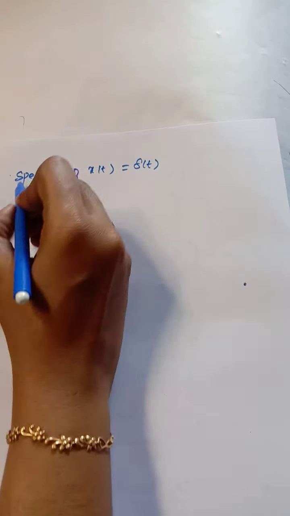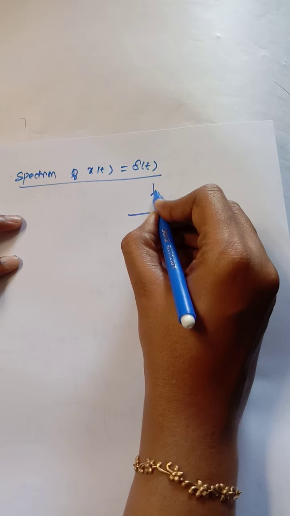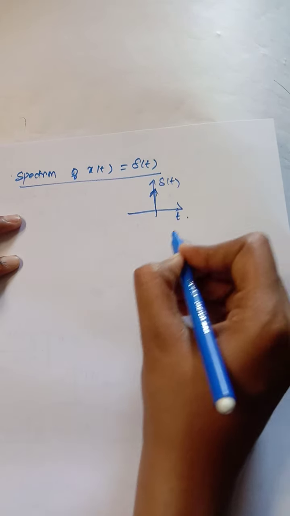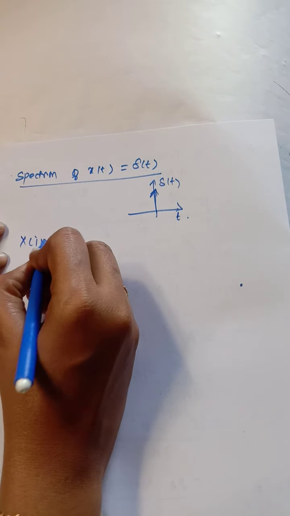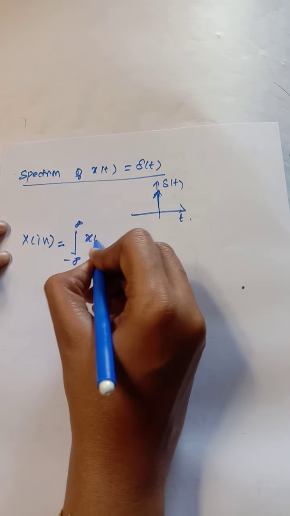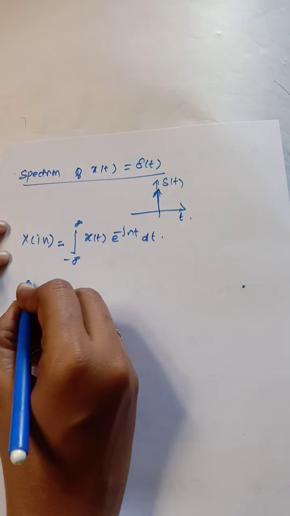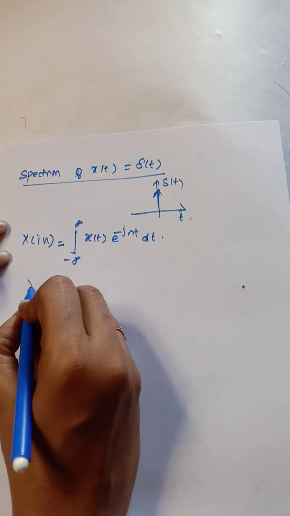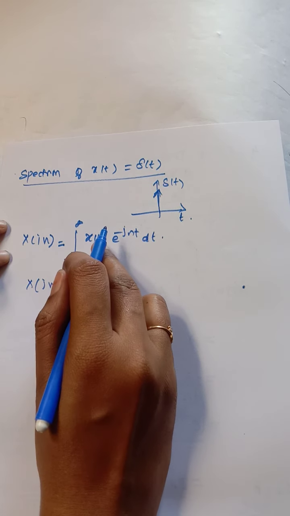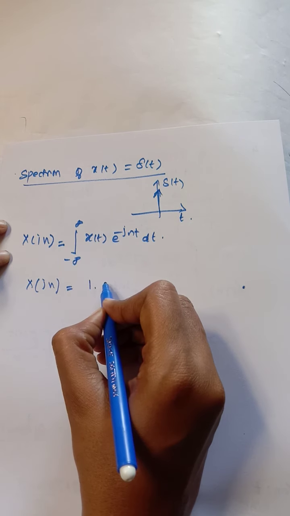Next problem is the spectrum of an impulse. I need to find it. You know that the impulse will have a value only at the origin, and the remaining is 0, right? Now the same thing I am going to apply here. X of j omega is equal to the integral from minus infinity to infinity of x of t e power minus j omega t dt, is the formula. Here the signal exists only at time t equal to 0, where the value is 1.